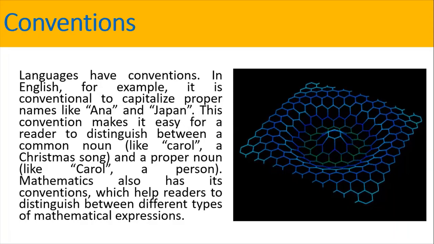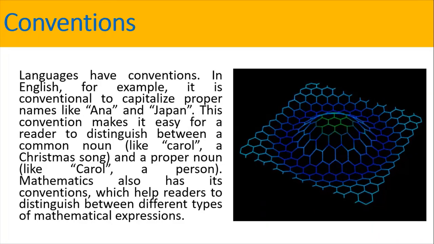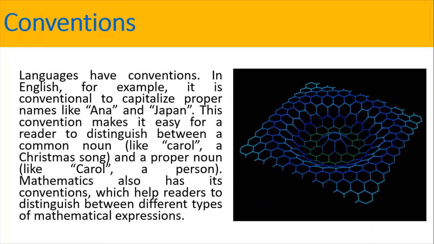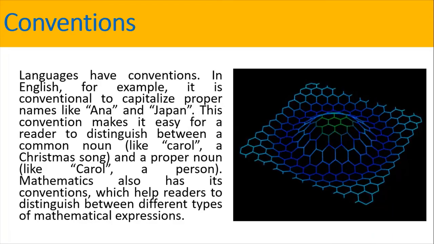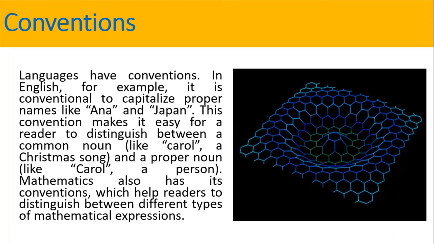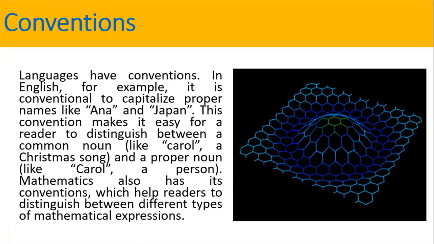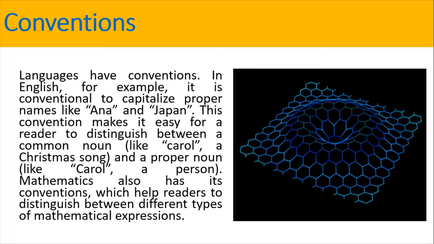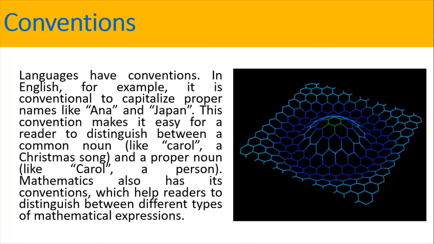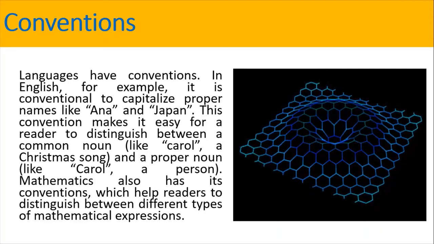Now, for conventions, languages have conventions. In English, for example, it is conventional to capitalize proper names like Anna and Japan. This convention makes it easy for a reader to distinguish between a common noun, like carol, a Christian song, and a proper noun, like Carol, a person. Mathematics also has its conventions, which help readers to distinguish between different types of mathematical expressions.